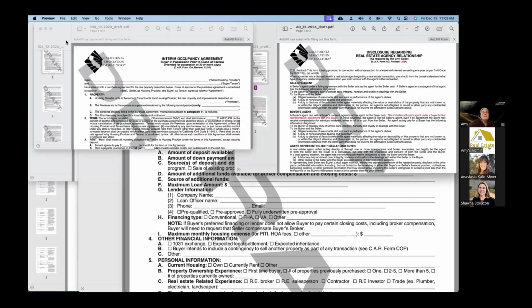All right, fabulous. Moving right along, our next form is going to be our interim occupancy agreement.